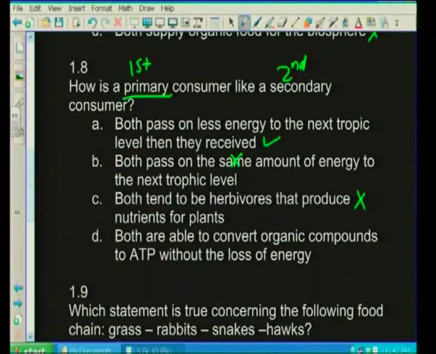Both are able to convert organic compounds to ATP. Now ATP is energy without the loss of energy. That's not true, because energy is lost. So we go back to your first choice. And I think it's quite important to make little ticks and little crosses for yourself. Remember, you are allowed to write on your question paper. That is important. Right, 1.9.